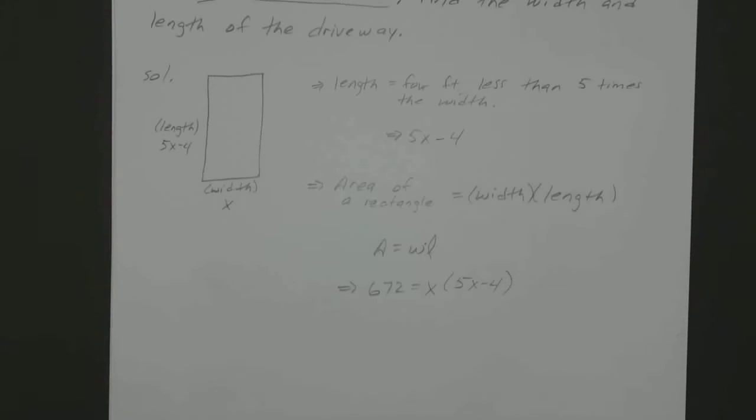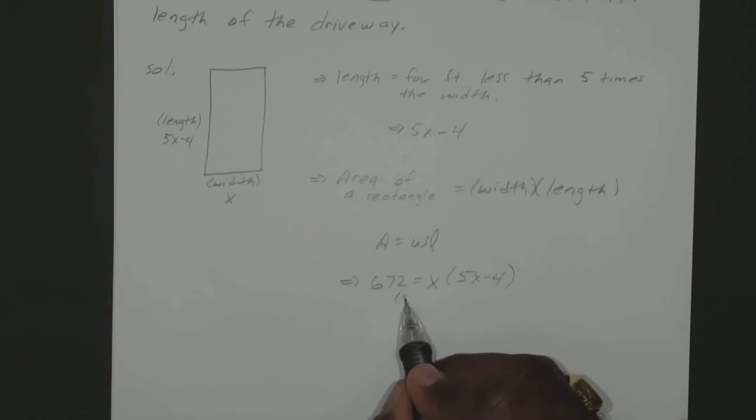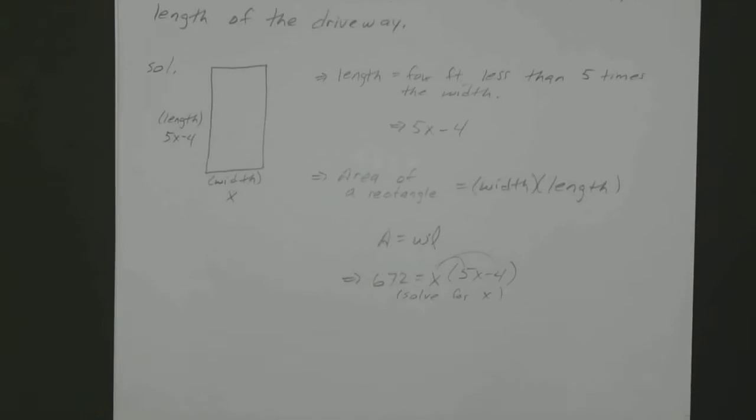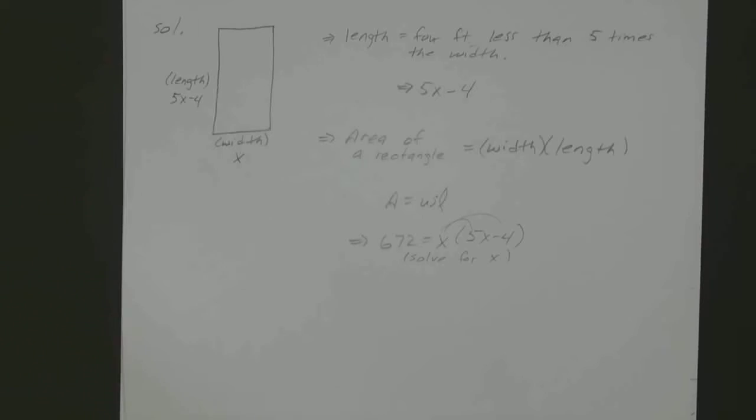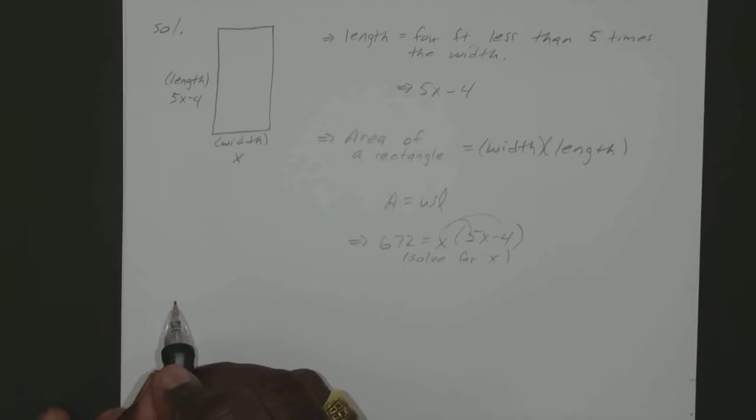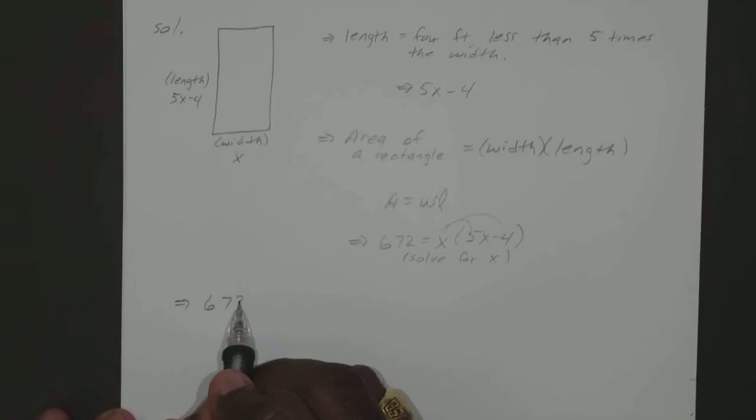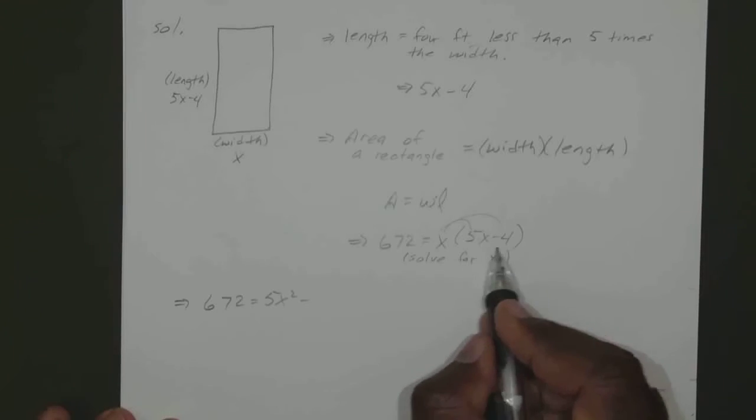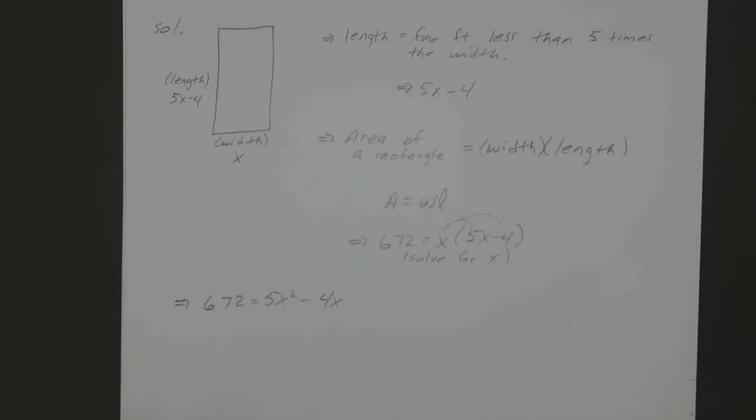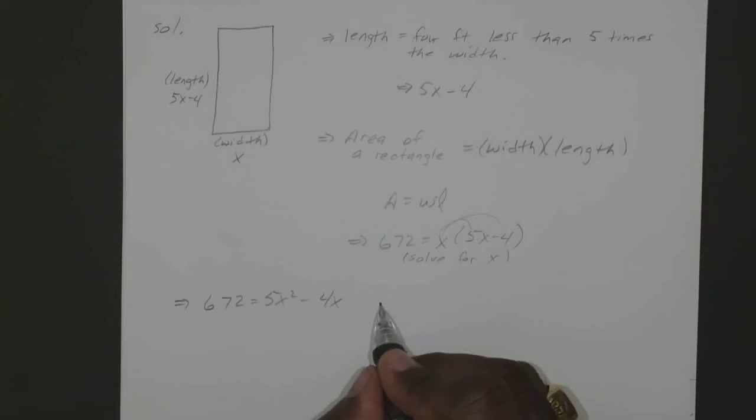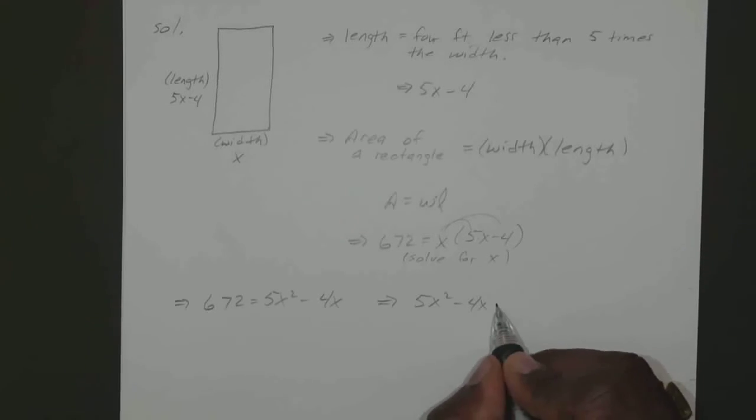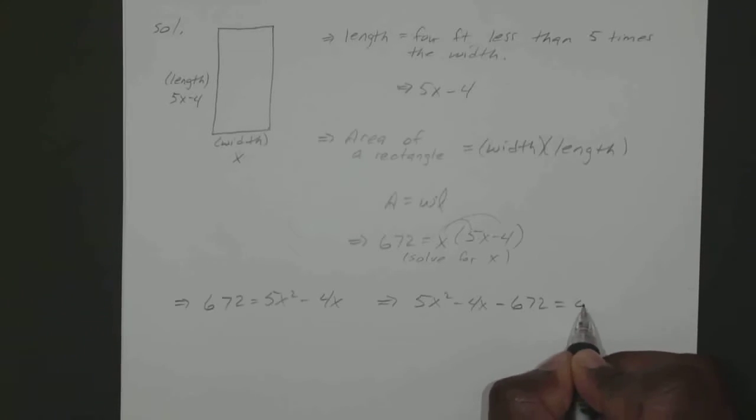Okay. So now we just solve for our x. First thing we're going to do is distribute that x. And that gives us 672 equals 5x squared minus 4x. Okay. So if we subtract 672 from both sides, that gives us 5x squared minus 4x minus 672 equals 0.